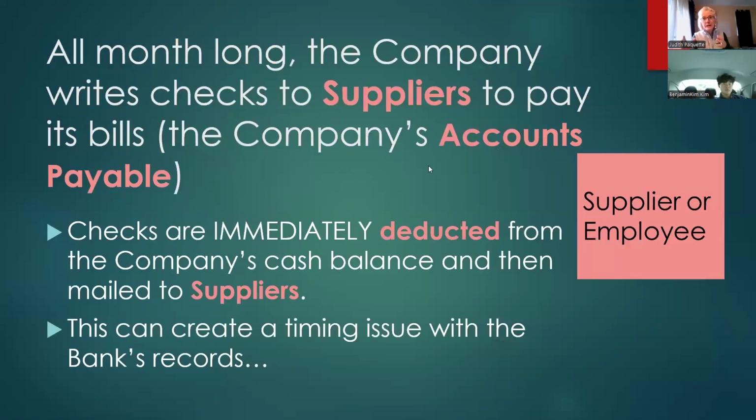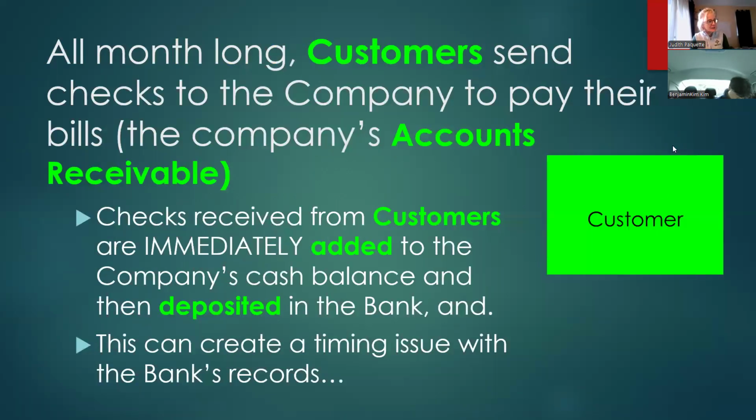All month long, the company writes checks. When you hear the word check, if it's the company's check, it means cash going down. If the company receives a check from a customer, it's cash going up. On the bank recon where you have check numbers, that's always going to be the company's checks. That's always going to be cash out, cash going down. Customers are paying also, and that's cash going up.